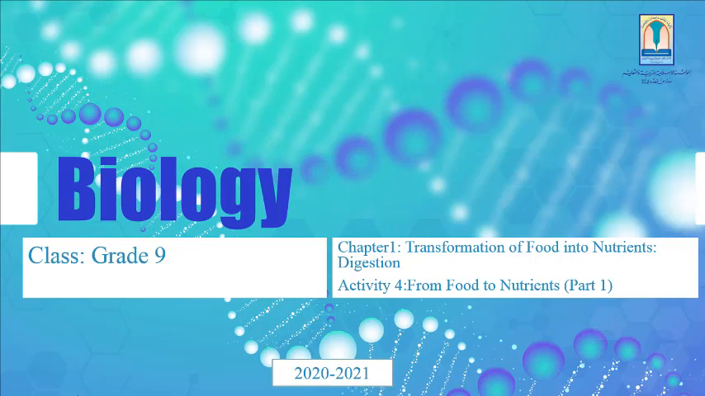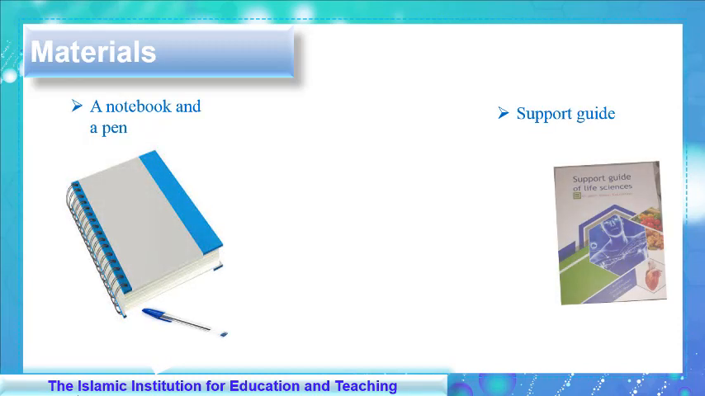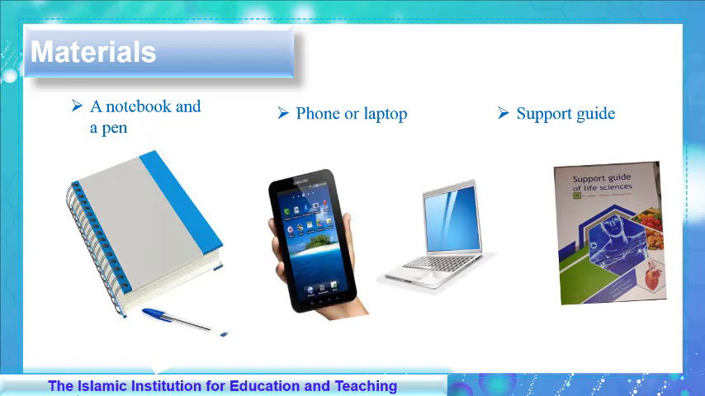In this video, we are going to study Chapter 1, Activity 4 from Foods to Nutrients, Part 1. Before we start, prepare these materials: a notebook and a pen, your support guide, and a phone or laptop. And please follow these instructions.